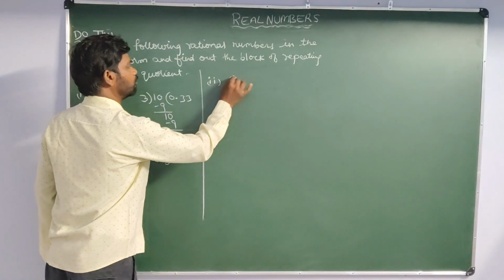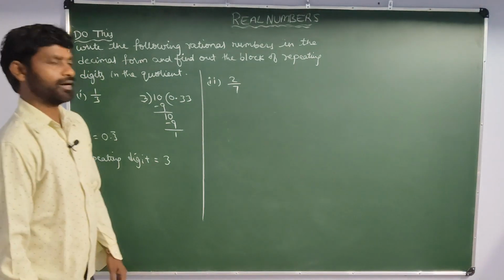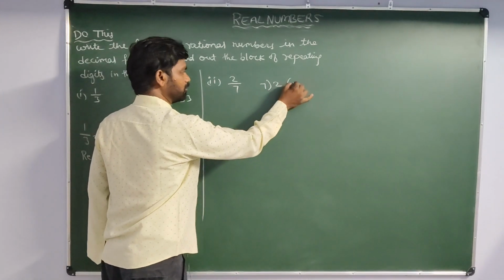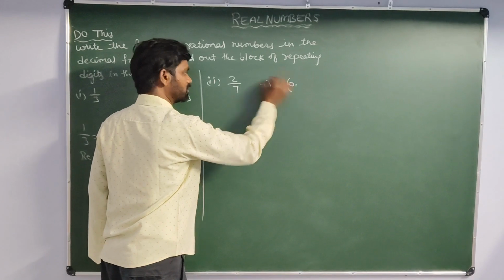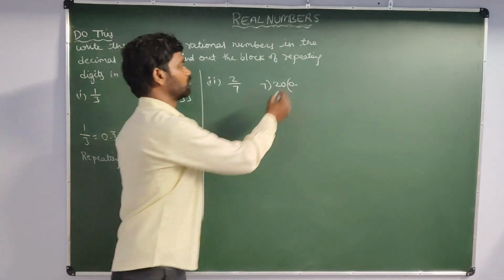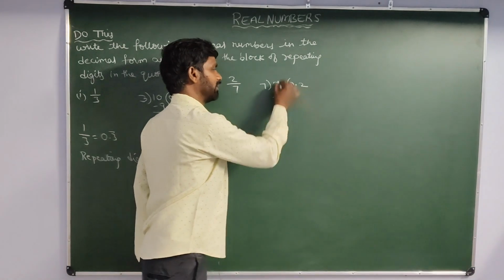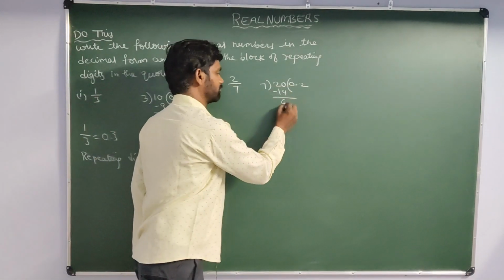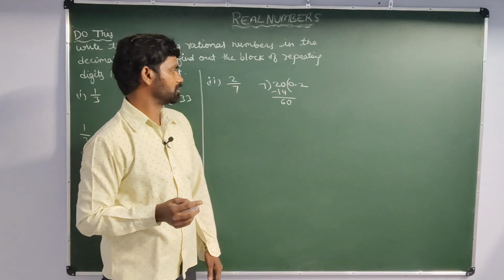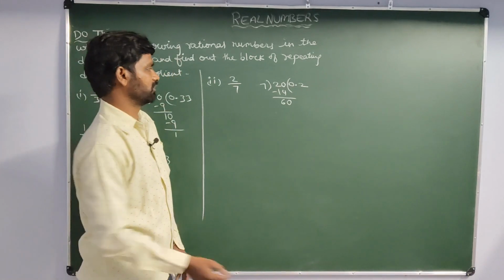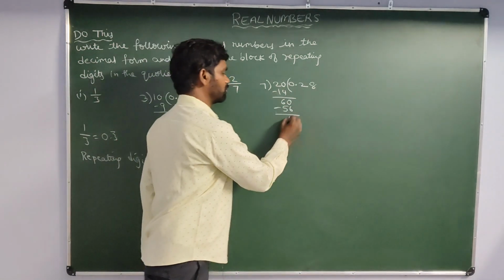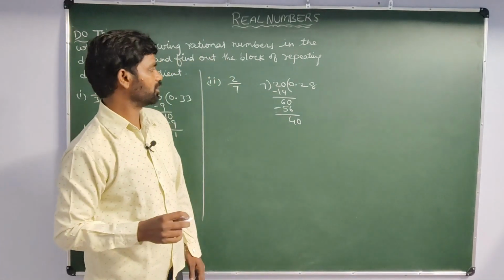Second one, 2 by 7. Divide 2 by 7 by actual division. 2 is divided by 7, so it is not possible. Then consider here 0 point and take one 0 here. 7 3s are 21, so before that take 7 2s are 14. 20 minus 14 is 6. Now take one 0 here. 7 8s are 56.